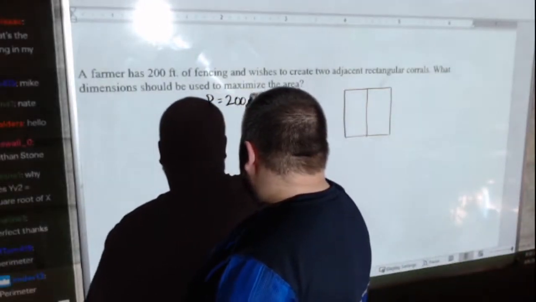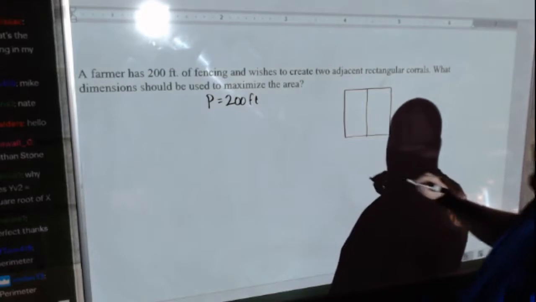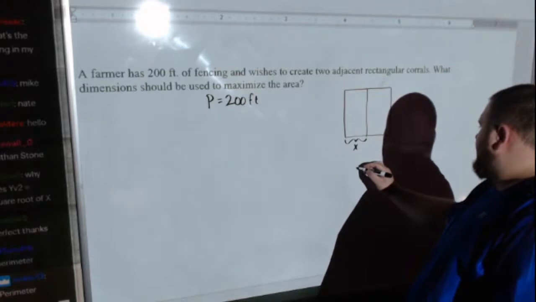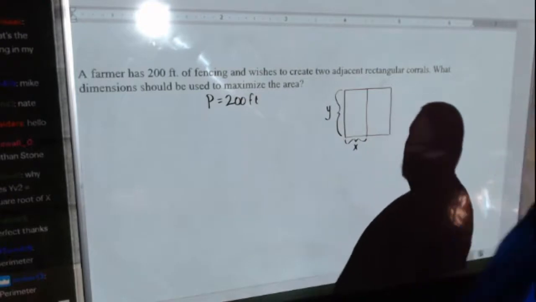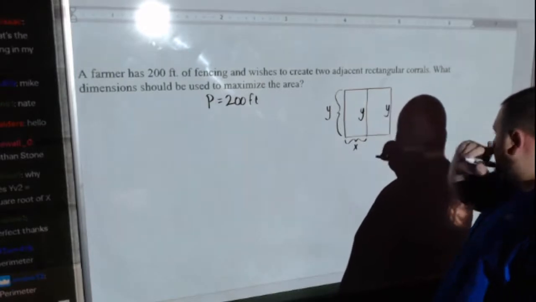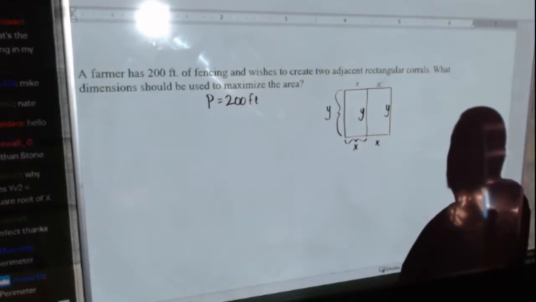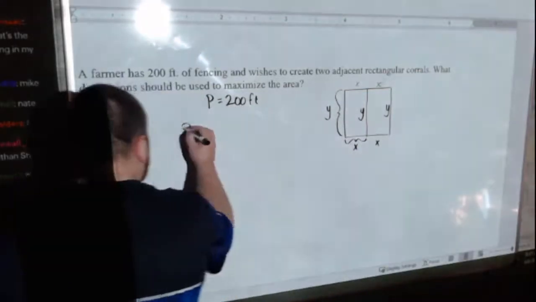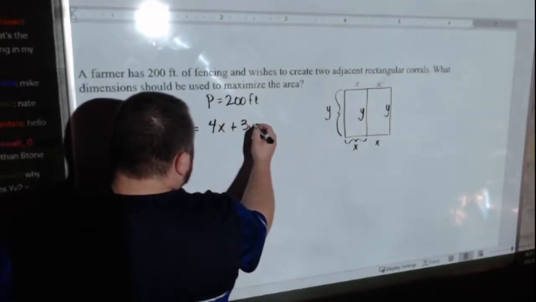That's 200 feet. And so I have to define these values here on the lengths. I'm going to call this length X and this length Y. So that means this is Y, this is Y, this is Y, and then there's X, X, X, and X. So my total perimeter is equal to 4X plus 3Y.